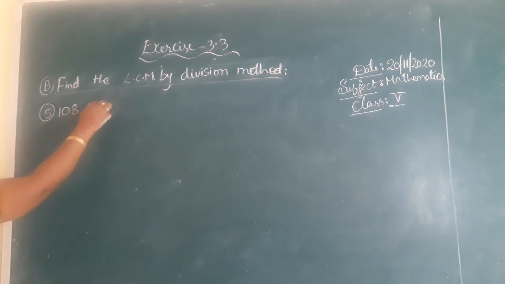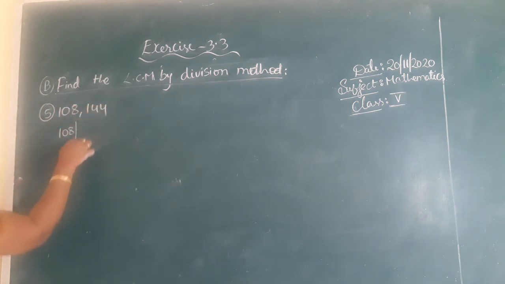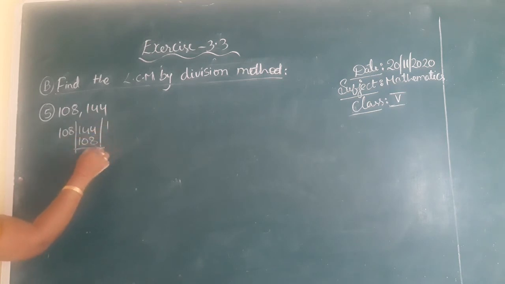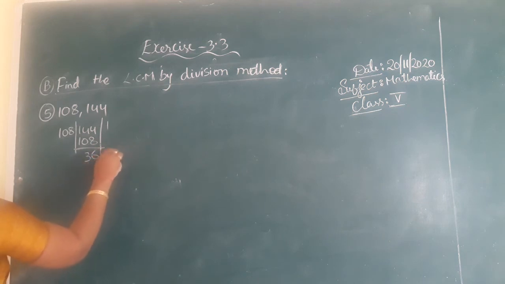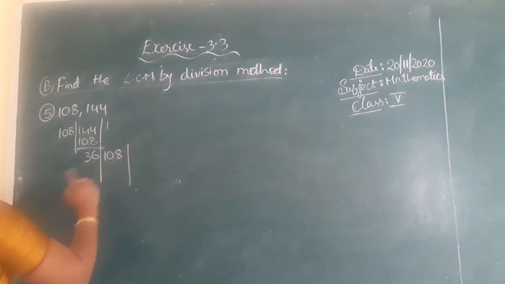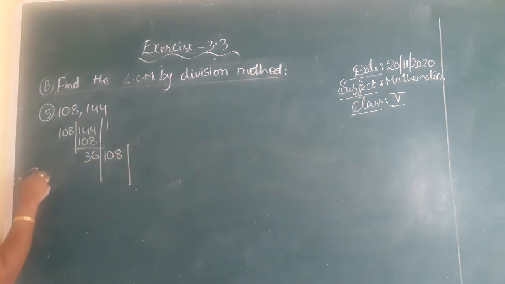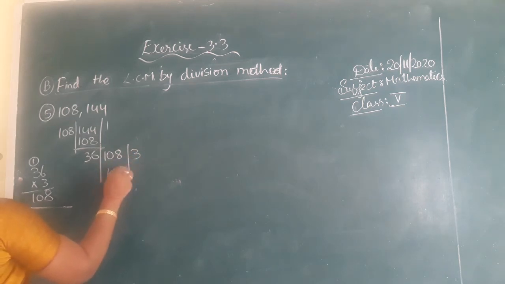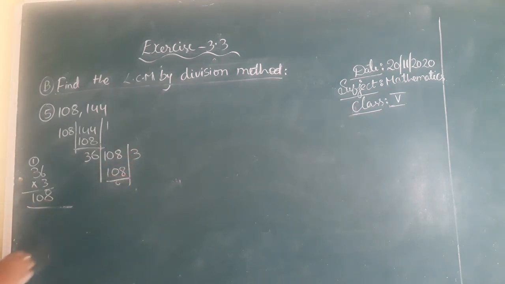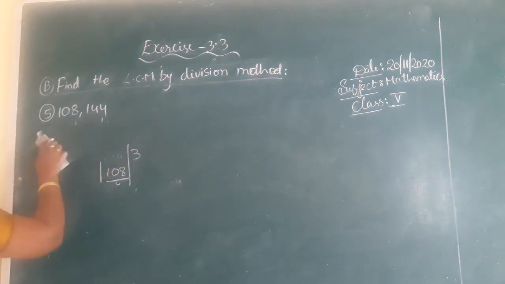108, 144. One time 108, remainder 36. 36 divides 108. 3 3s are 9. So 36 3s, check. 36 3s is 108. Here they asked for LCM. Sorry, I mistook it. You have to find the LCM, not the HCF.